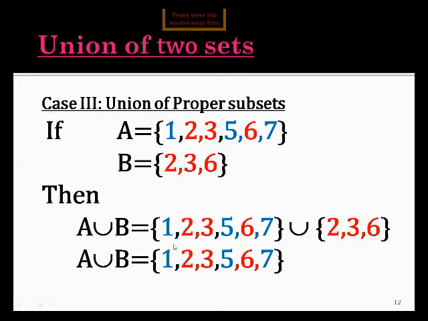Here we write 1, 2, 3, 5, 6 and 7. These elements are already present in the sets, so it is called the union of a proper subset and a superset. Just like that, the union of the superset and the subset is 1, 2, 3, 5, 6 and 7 here.